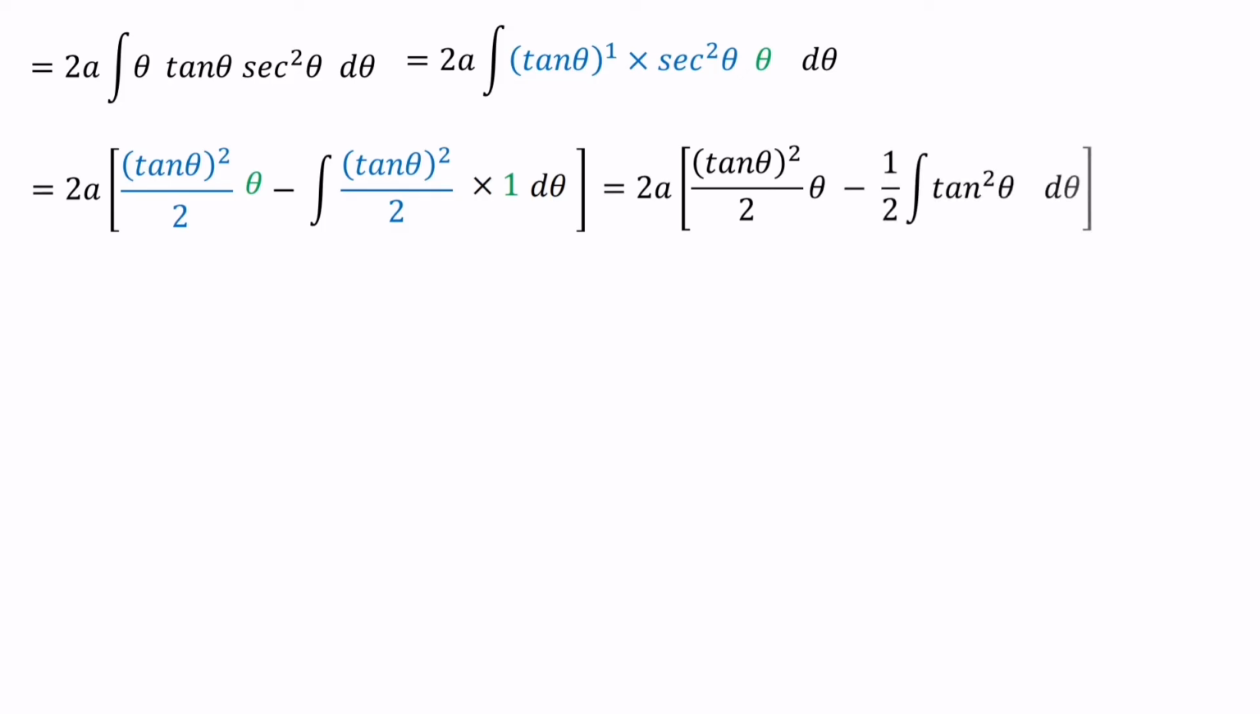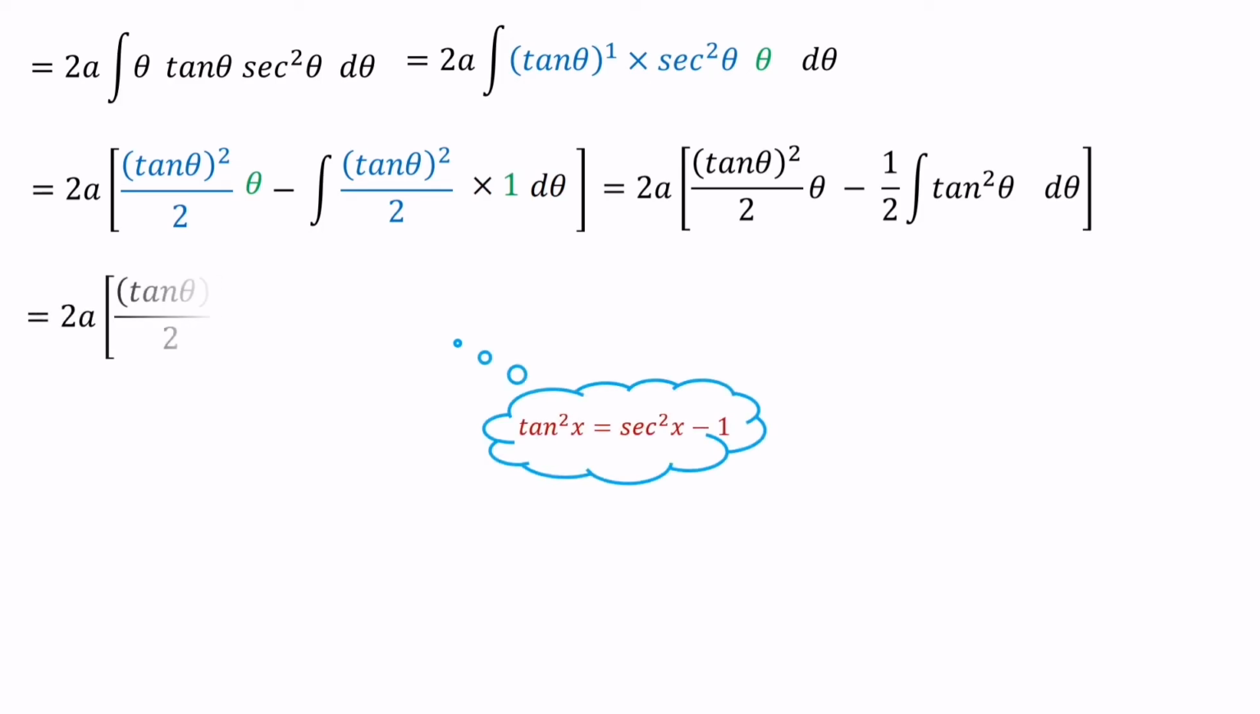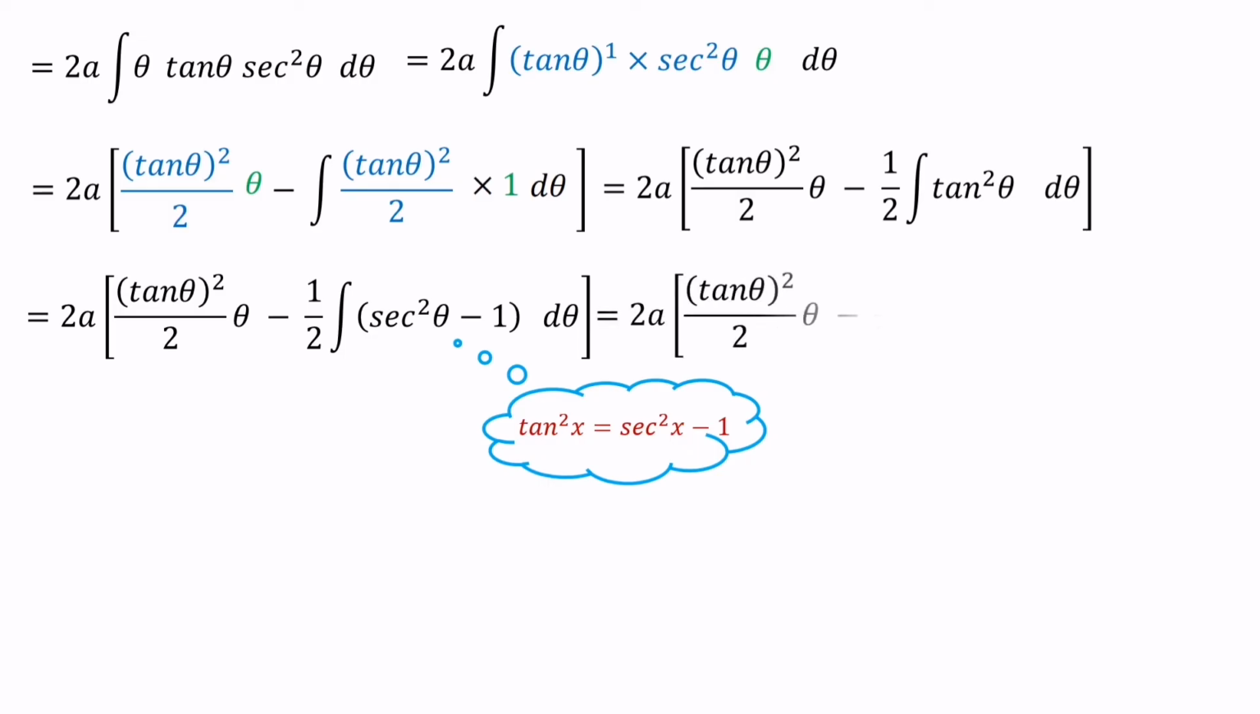We know tan squared x equals sec squared x minus 1. So in here the tan squared theta value we can write as sec squared theta minus 1. After that we can take the integration sign separately. Integral sec squared theta minus integral 1. Integral sec squared theta equals tan theta. Integral 1 equals theta.